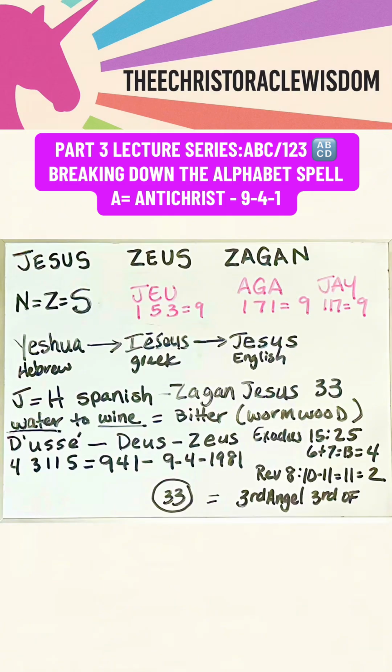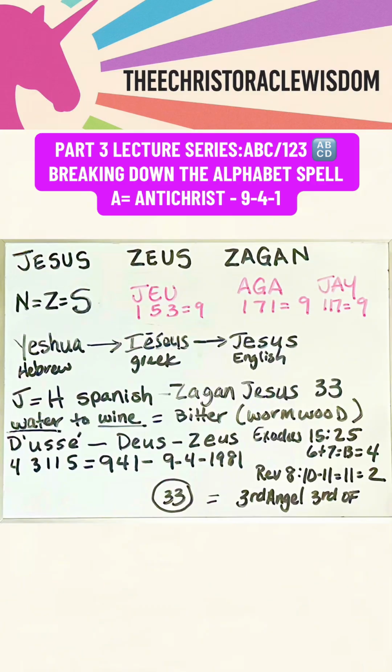Taking the N, Z, and the S out of all three, what it leaves me with in Jesus and Zagon is JEU, which is equal to 9 if you add the gematria. And then from Zagon, you have AGA, which is also equal to 9 in gematria. And I went ahead and added JAY because his name is JZ. It's like saying Jesus. When you say this in Spanish, this is how you pronounce it.